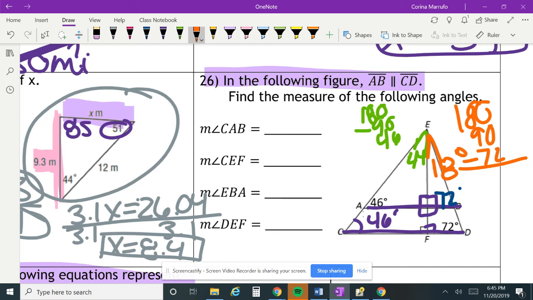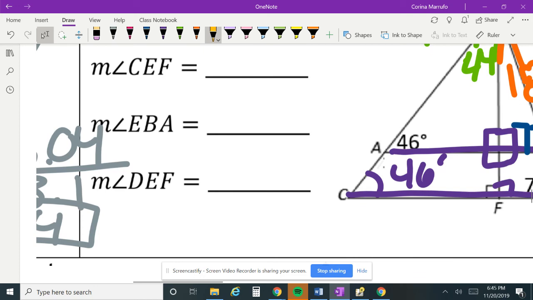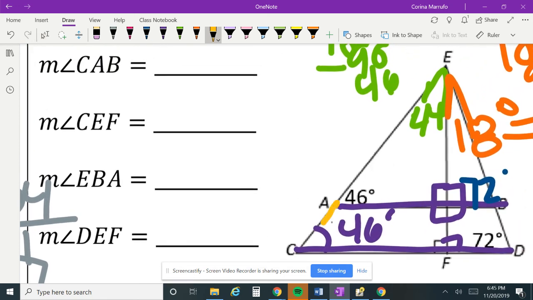CAB, C to A to B is going to be, oh, I thought we filled them all in. We're missing this one right here, which is CAB, which is the one that we're looking for. And so it is a straight angle with the 46. So that means 180 minus 46 is going to give us 134. So that one in there is 134.